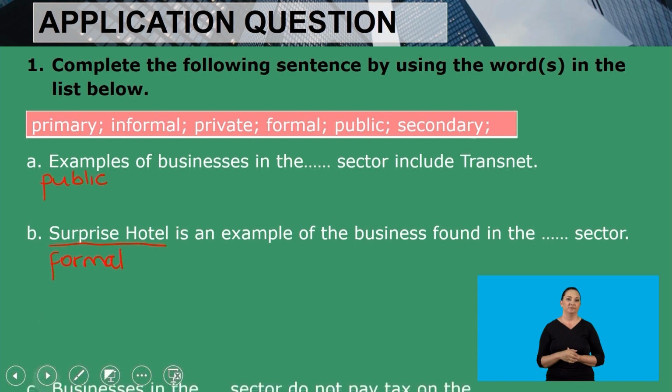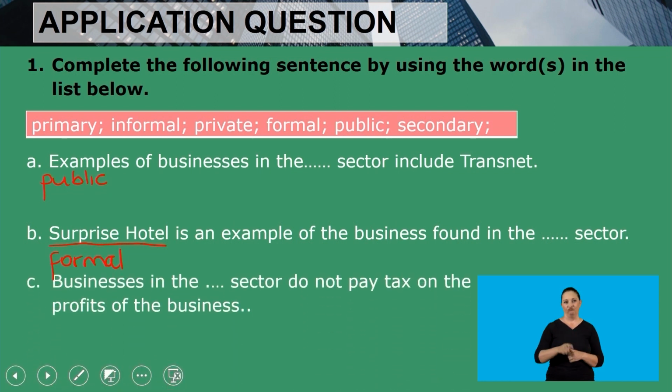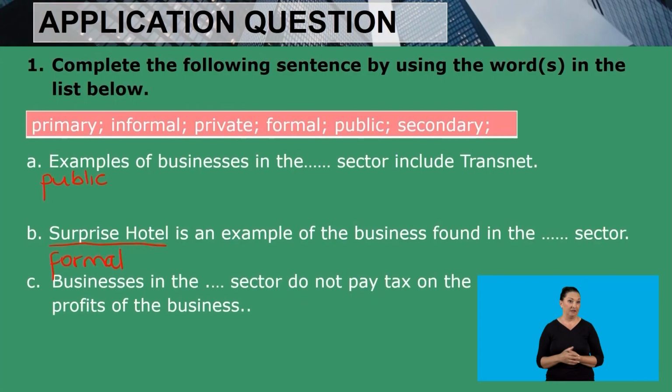Okay, then we move on to the next question. Businesses in the sector do not pay tax on the profits of the business. So which sector did we say does not pay tax? It doesn't pay tax because it's not registered. So it's the informal sector. So the correct answer here would be informal.